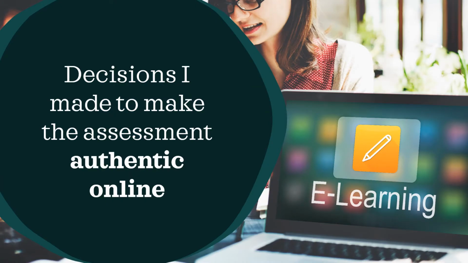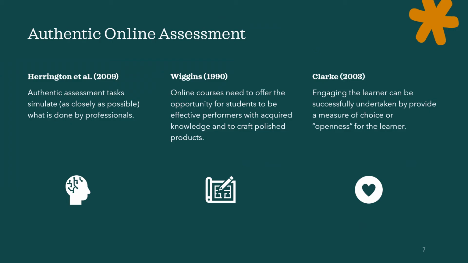Decisions I made to make the assessment authentic online. According to Harrington et al., authentic assessment tasks simulate as closely as possible what is done by professionals. I designed my assessment in this way by students imagining they were working for a digital marketing agency and doing the work that is done by social media professionals, i.e. making decisions about relevant social media platforms and designing graphics and writing social media posts. The last part of the assessment, they also do a pitch via video about their brand to their digital marketing agency.